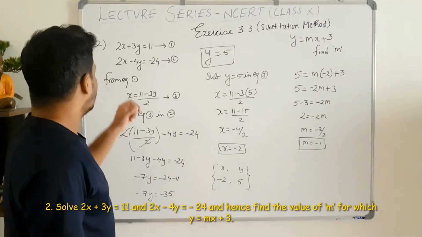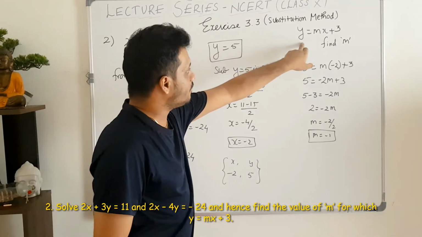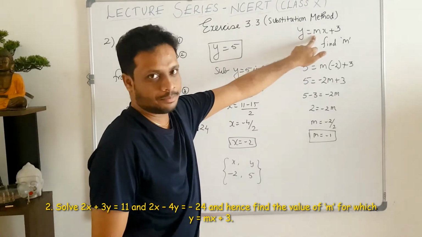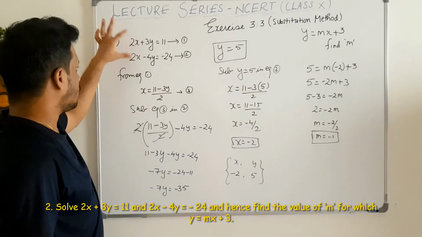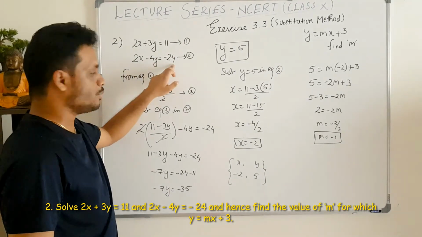Second question. In this they have given two equations, and they have also told us that after getting the value of x and y from the equations, you have to substitute here and find the value of m. So let's start by first solving the equations. It's 2x plus 3y equal to 11, 2x minus 4y equal to minus 24.